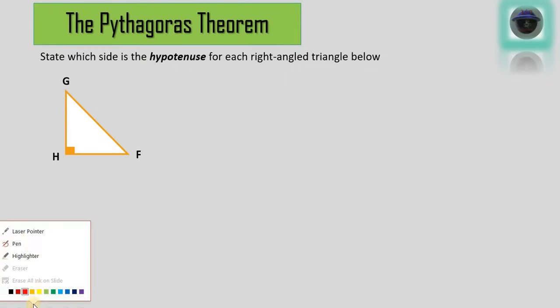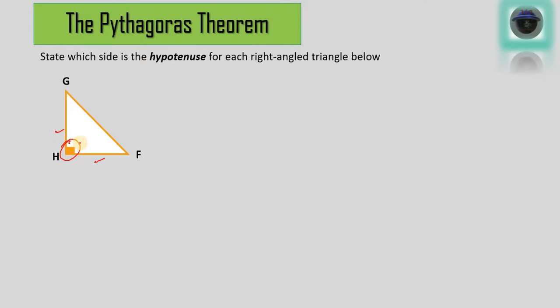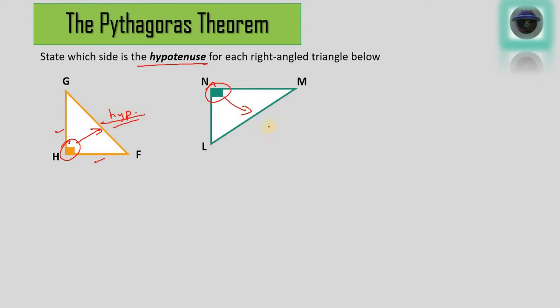Now, let's do some practice in identifying the hypotenuse. So this is the right angle where the two short sides GH and FH meet at 90 degrees. So they're the short sides, here and here. But opposite the right angle is the hypotenuse. So this is the hypotenuse. We're asked to state which side is the hypotenuse. Next, this is the right angle, and opposite the right angle we have the side LM or ML. So this is our hypotenuse.